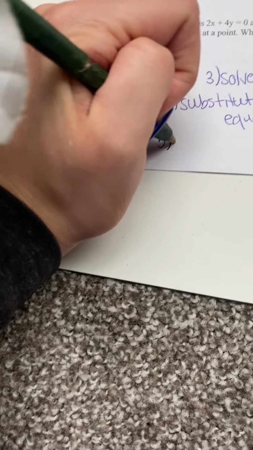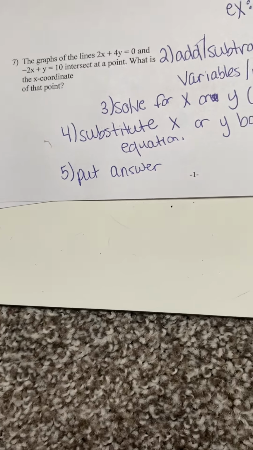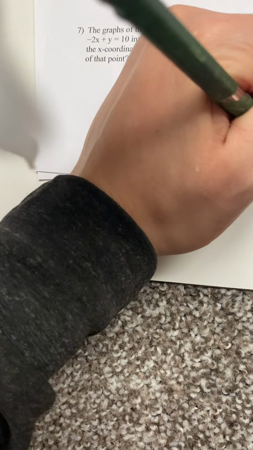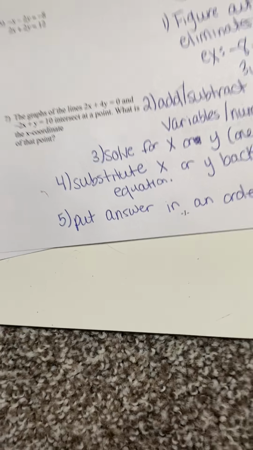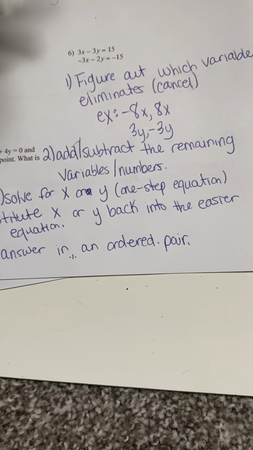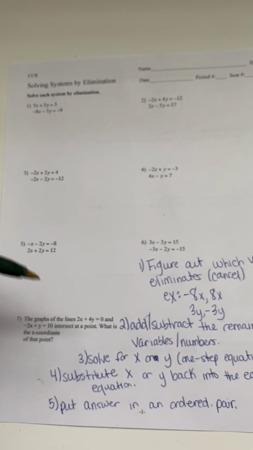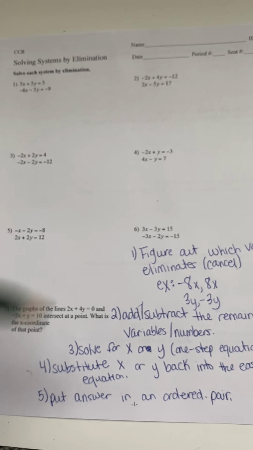So step 5, then you're going to put your answer in an ordered pair. Remember when I said yesterday in the video that our answers for systems of equations always go in ordered pairs. That's just how we do things in math, in systems of equations. All right, so we're going to look at one example like this, and then we're going to look at an example that is on the Coyote and how they word things.